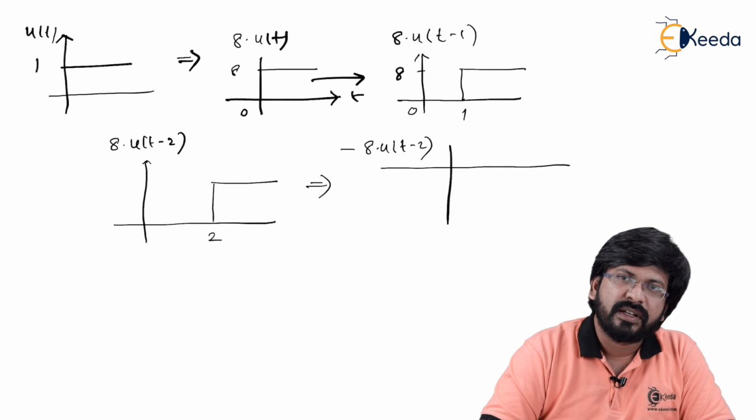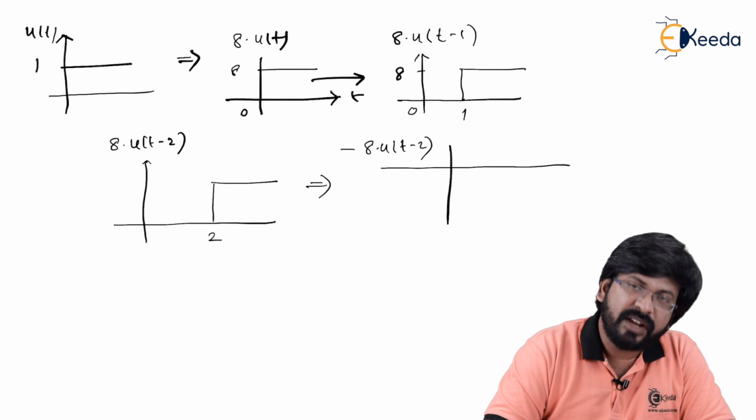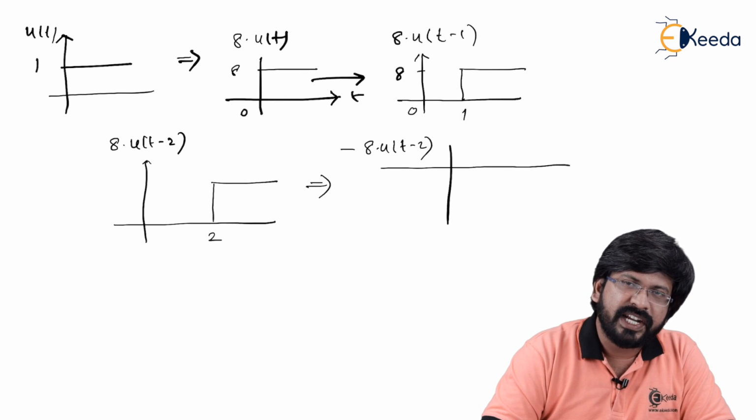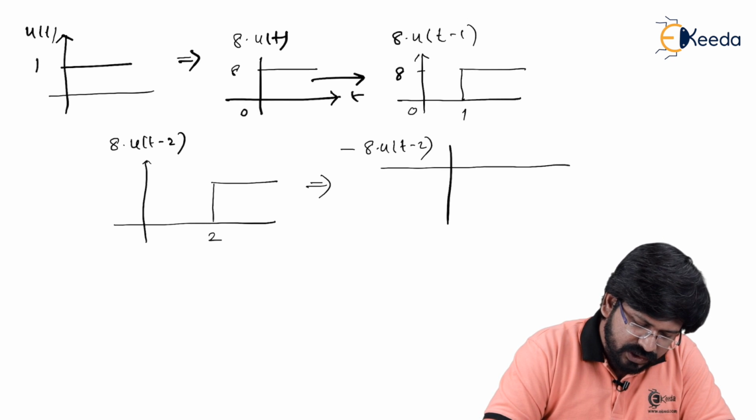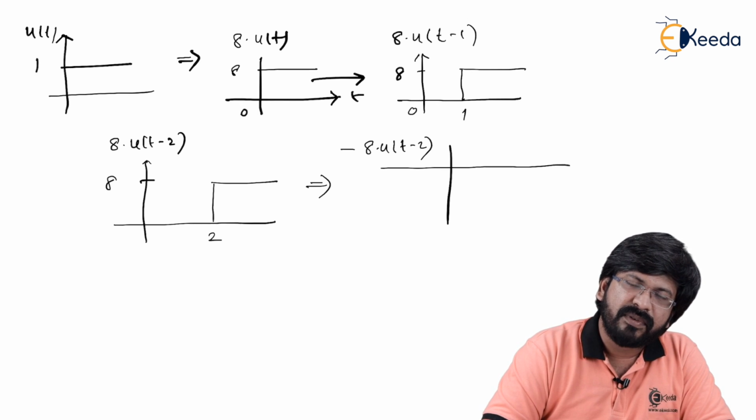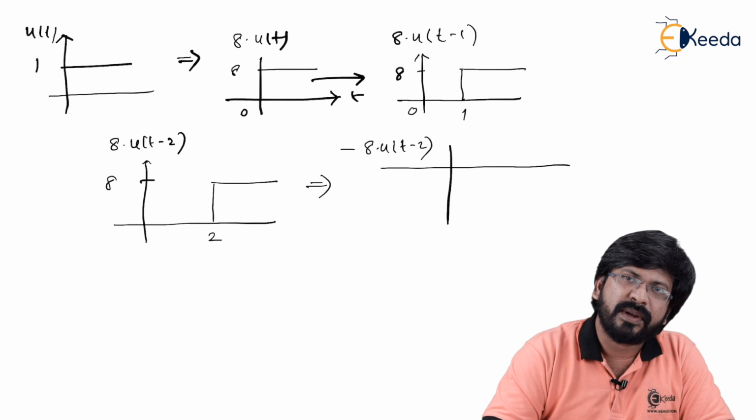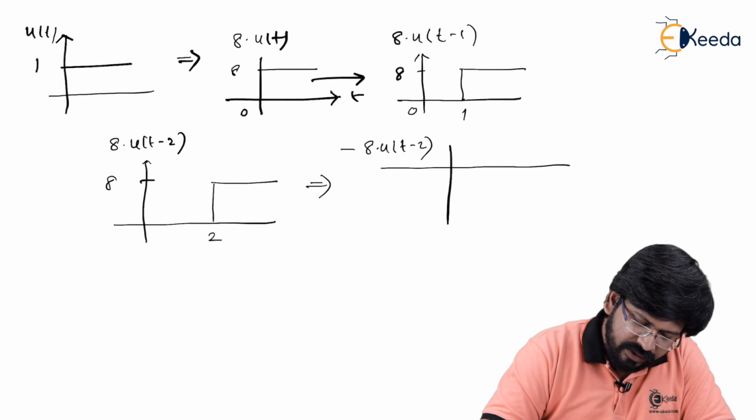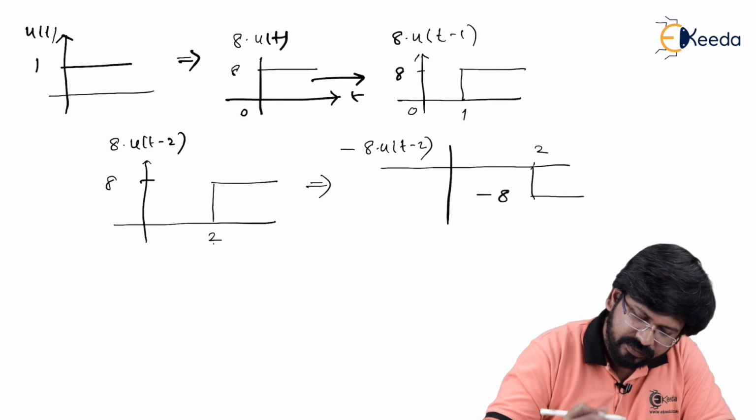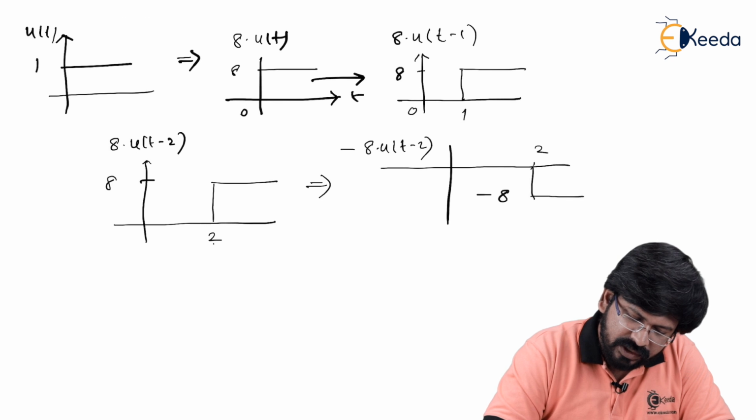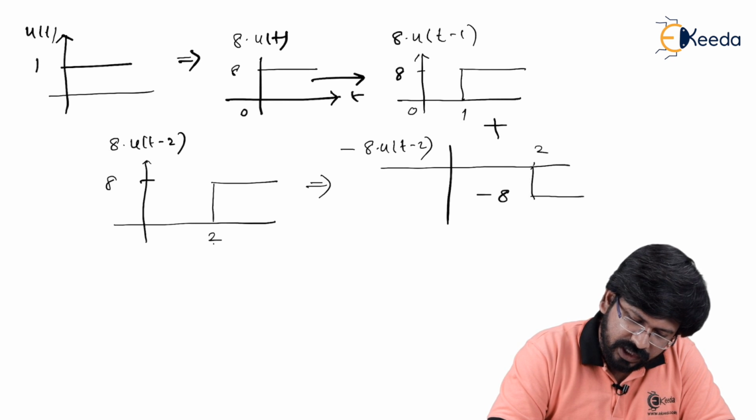The same signal is now getting multiplied by minus 1. If it is multiplied by minus 1, then the amplitude becomes negative. Here the amplitude was positive 8, right? Now multiplying with minus 1, the amplitude becomes minus 8. Again, starting at 2 only, but with magnitude minus 8. Now suppose I add these two signals, signal 1 and signal 2.